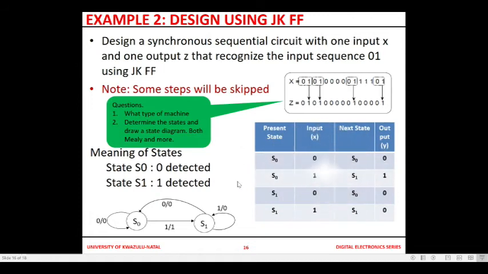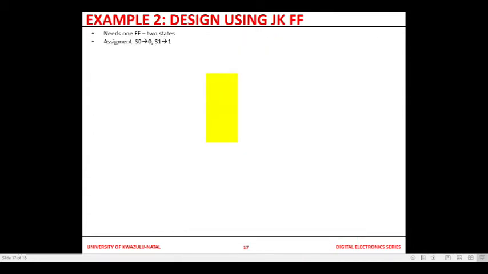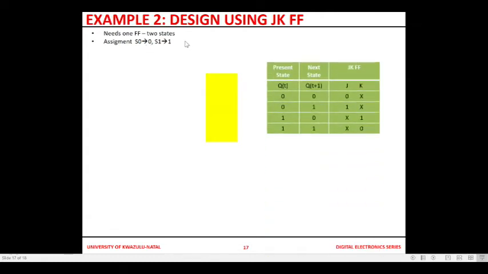And then from the state diagram, you've got your state table. That should be basic. State S0, input is 0, you go to S0, output is that. So how many flip-flops? You've got 2 states, so you need only 1 flip-flop. So state assignment is S0 is 0, S1 is 1. Then that is the excitation table.